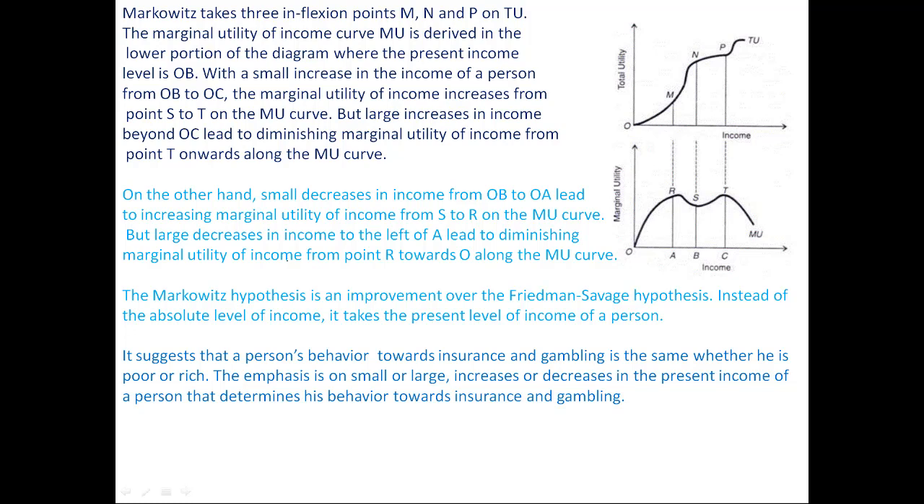The Markowitz hypothesis is an improvement over the Friedman-Savage hypothesis. Instead of the absolute level of income, he considered the present level of income. It suggests that a person's behavior towards insurance and gambling is the same, whether he is poor or rich. They emphasize small or large decrease or increase in the present income of a person, which determines behavior towards insurance and gambling. Okay, so that will determine the behavior of insurance and gambling.